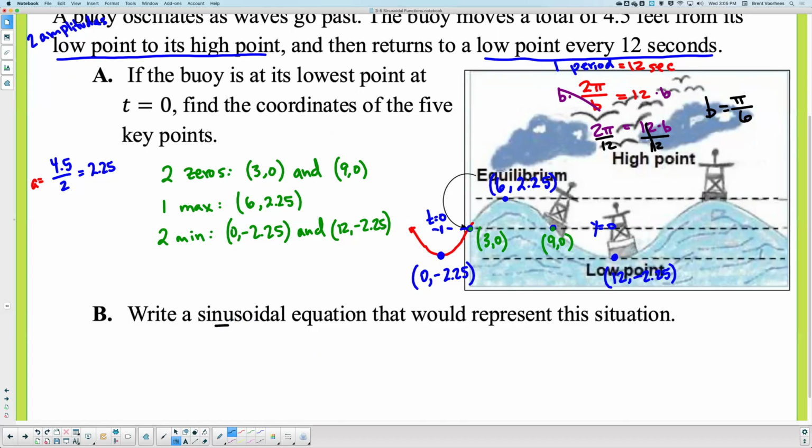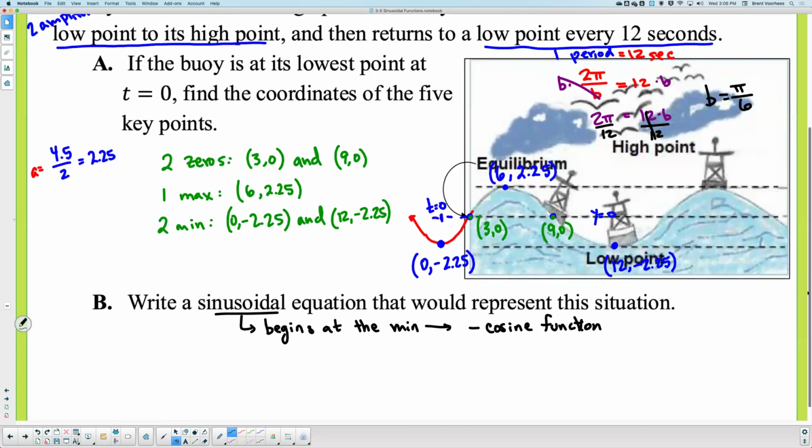So for a sinusoidal function, since the graph begins at the minimum, I'm going to make it a negative cosine graph. I'm going to make it a negative cosine equation. That's a negative cosine function.